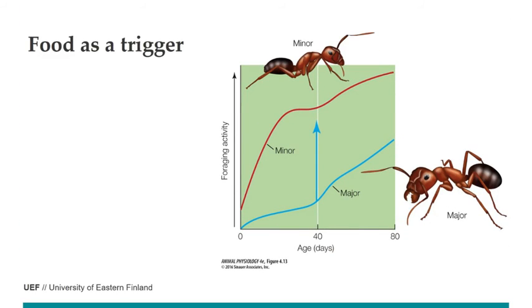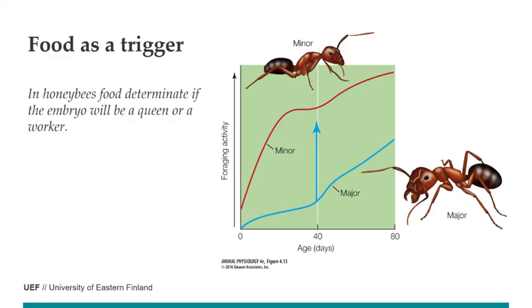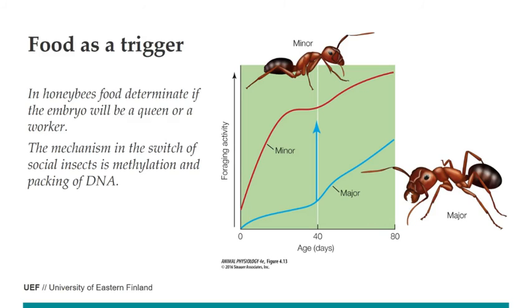Also, food can be a trigger. In several social insects, for example in honeybees, food determines when the embryo will be a queen or a worker. And quite often in these social insects, the switch is done by methylation and packing of the DNA.